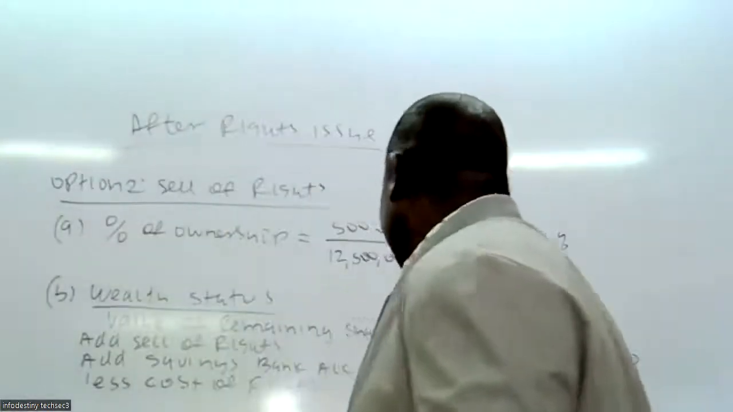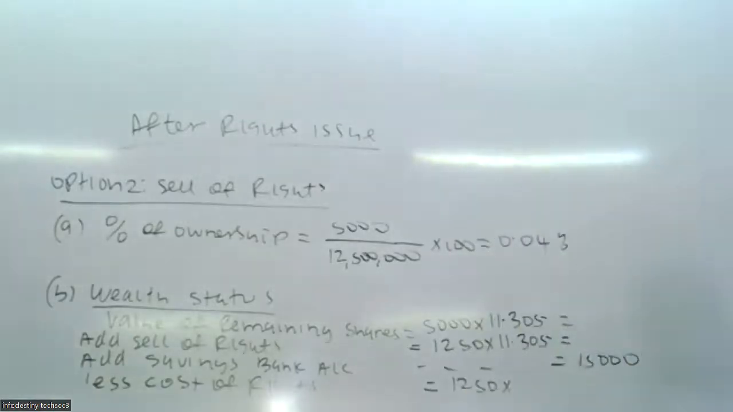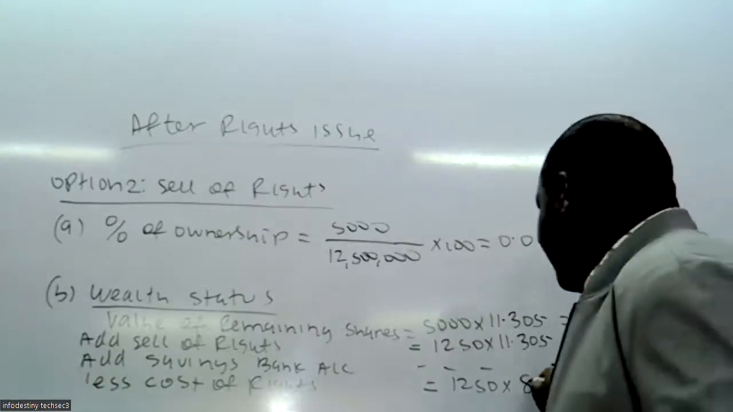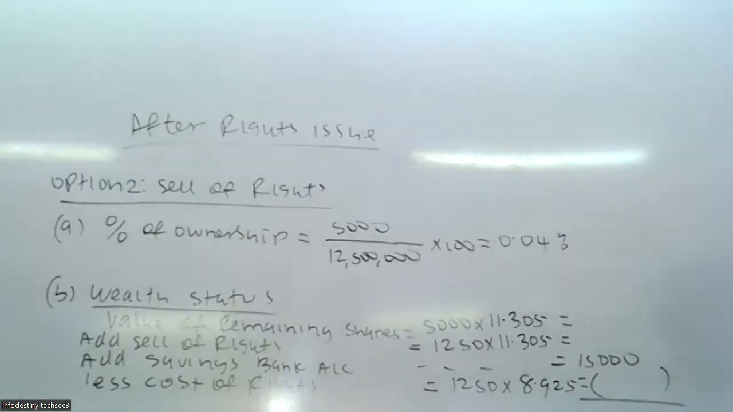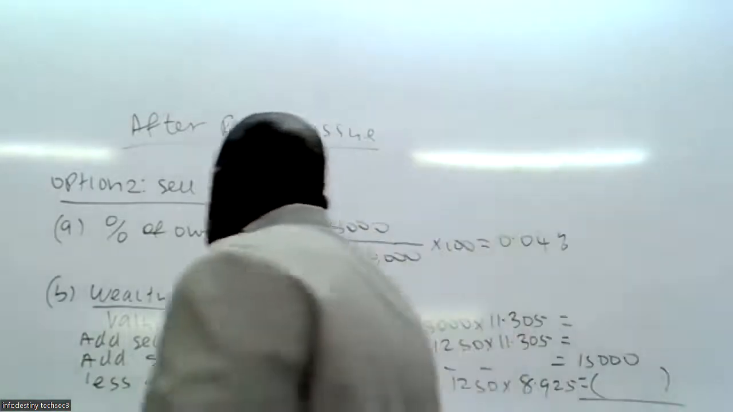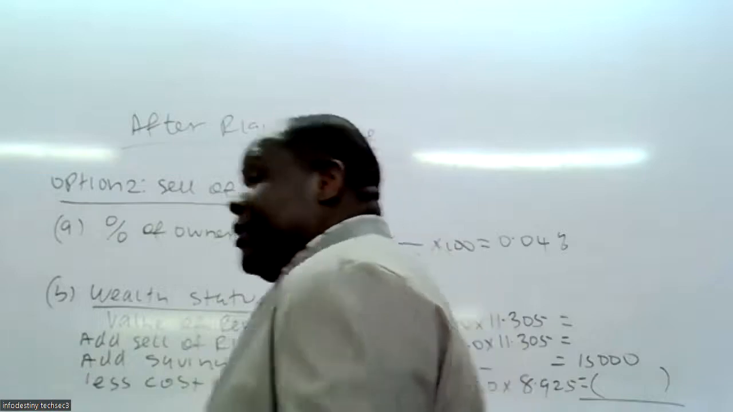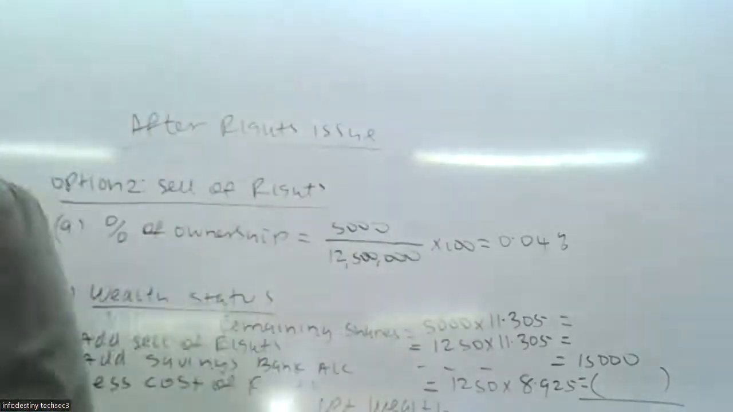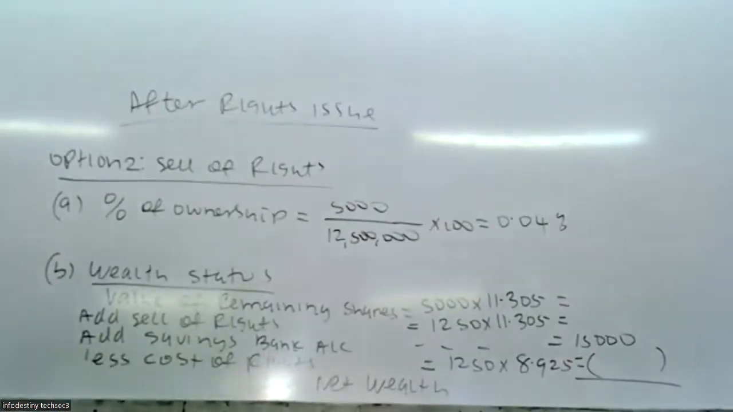So the rights, they were 12.50. But we had valued them at the offer price. Remember the offer price was 9 or 8? 8.6. So that one you minus. So that now you get the net wealth. So net wealth will not change. It is the same as before the right issue. The net wealth will not change.